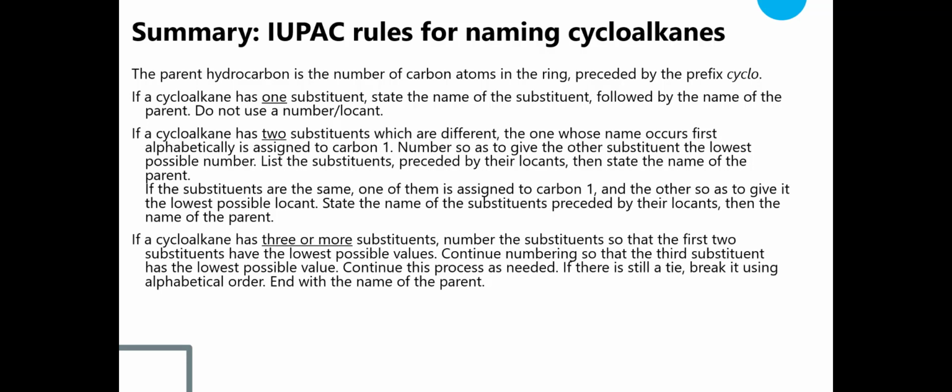Finally, if a cycloalkane has 3 or more substituents, we number the substituents so that the first 2 have the lowest possible number. And then we continue on so that the third substituent has the lowest possible value. And if we need to, we continue on to the fourth substituent or the fifth. If there's a tie after this entire process, we resort to using alphabetical order to break that tie, and end with the name of the parent hydrocarbon.